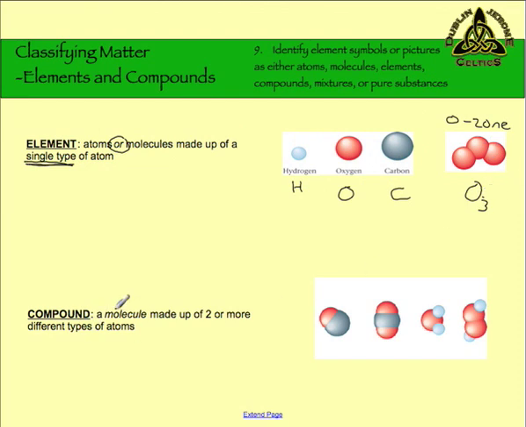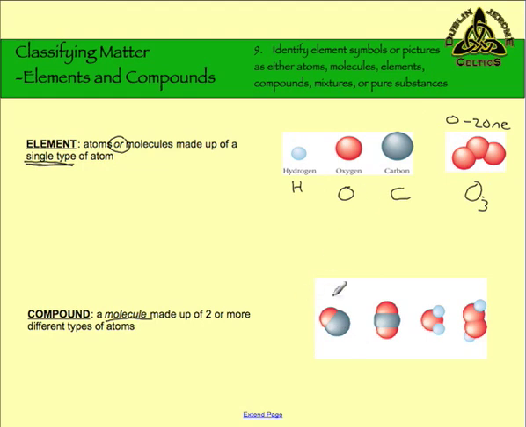A compound has to be a molecule. It can only be a molecule. And it's made up of 2 or more different types of atoms. So elements have a single type. They can be bonded or not bonded. Compounds have 2 or more different types bonded together.